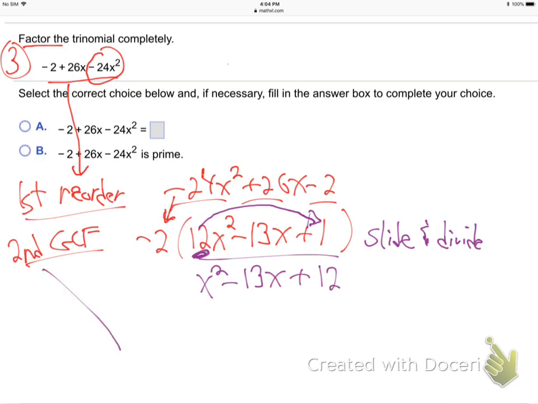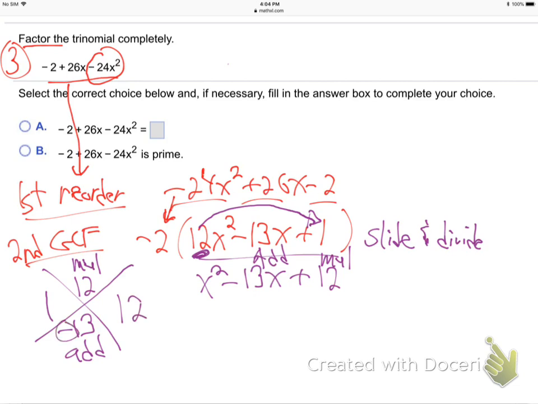Okay. And then we'll do the diamond on that. What multiplies to be 12 and adds to be minus 13? That'd be 1 and 12. The sign in the bottom goes in the bigger one, and it goes in the other one. Two negatives multiply to be positive 12. Right? Negative times negative makes positive 12 and adds to be negative 13. That's it. So that would be x minus 1, x minus 12.